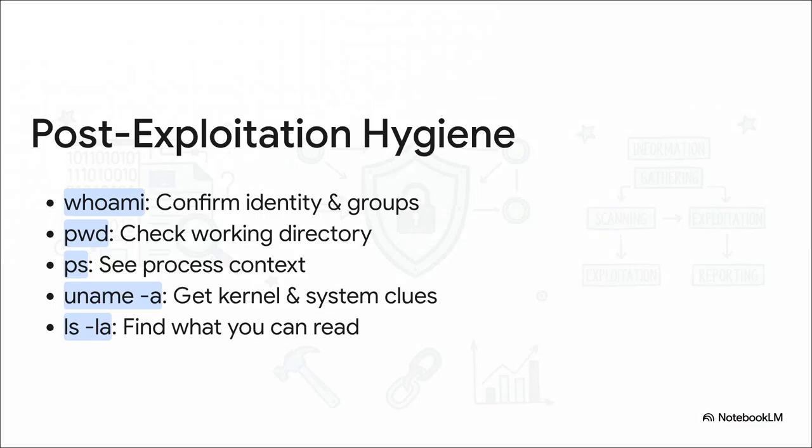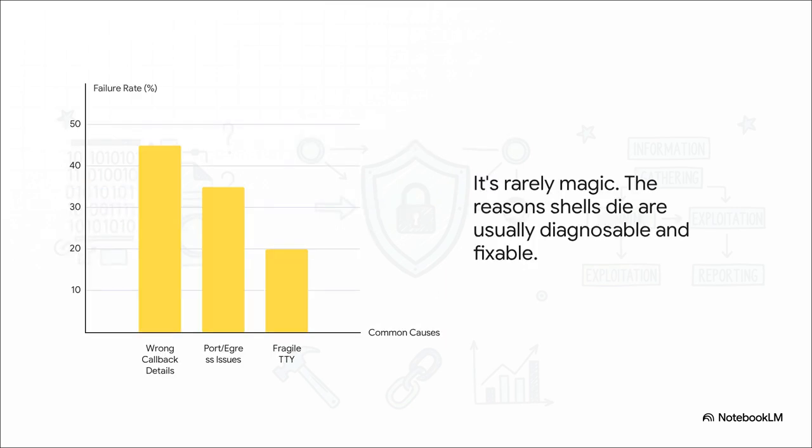So before you do anything else, you practice good hygiene. Run these first 5 commands. Find out who you are, where you are, and what kind of system you're on. This isn't a victory lap. This is the data gathering you absolutely need to build the case for that final rung on the ladder, privilege proof.